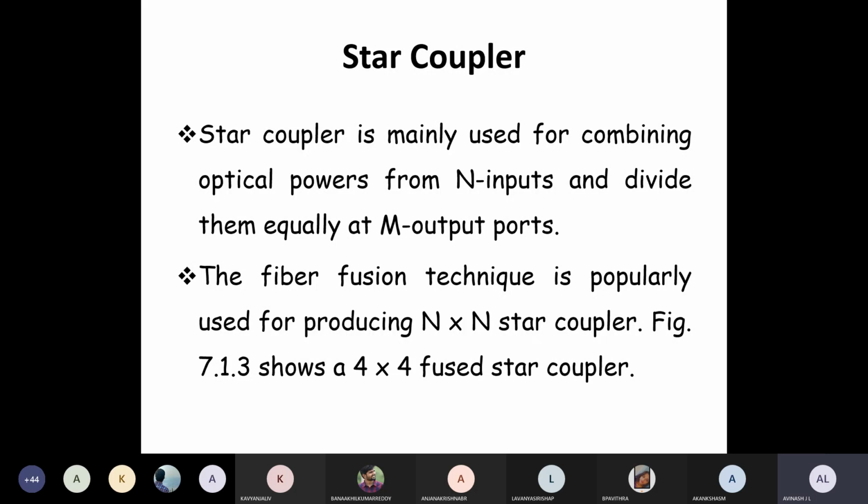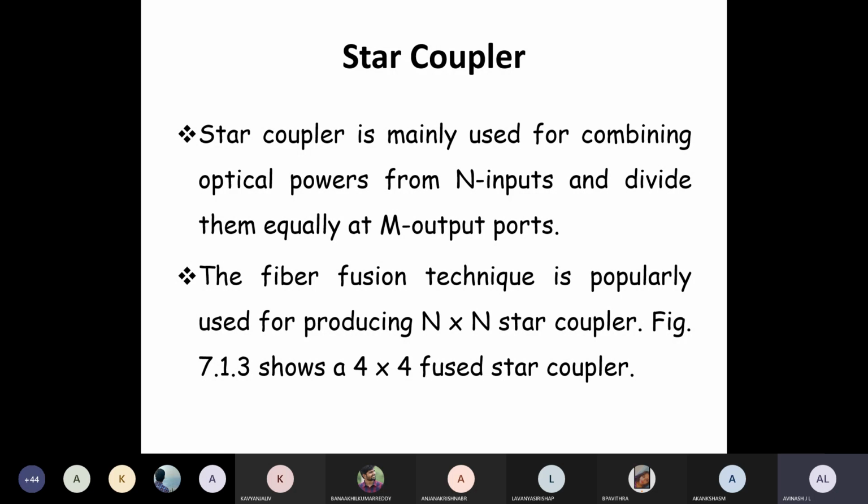Okay, one way if you are telling that it's combining, the other way if you come back, it is called as what? Splitting. Clear. So multiple signals are getting combined into one. If you reverse the operation, one signal is getting divided into many. So the star coupler is mainly used for combining optical powers from n inputs and dividing them equally at m output ports.